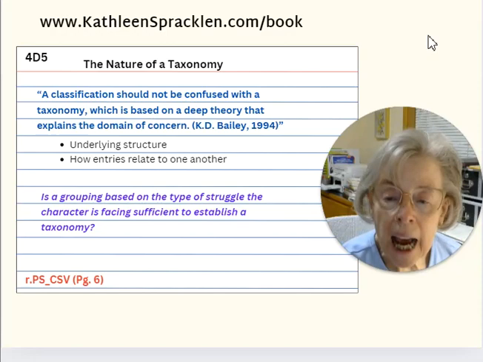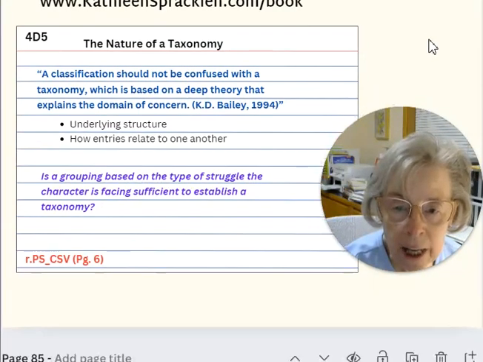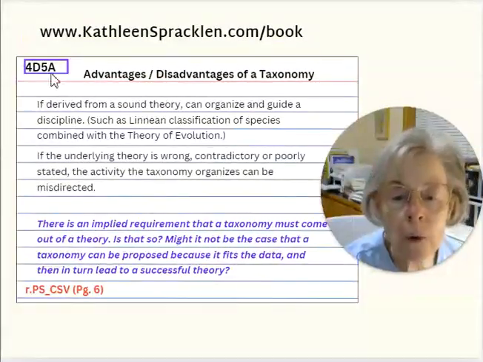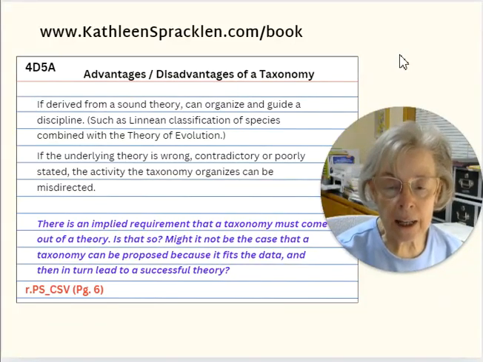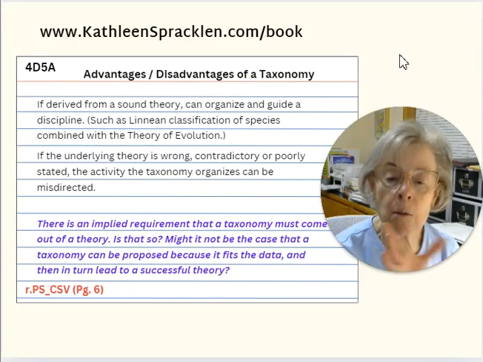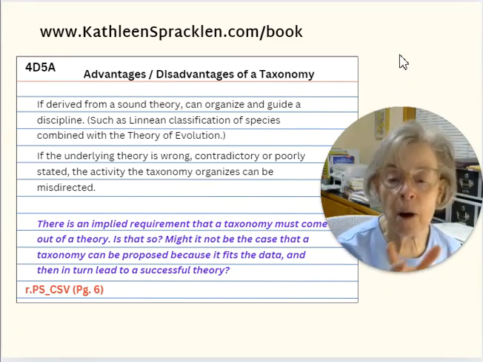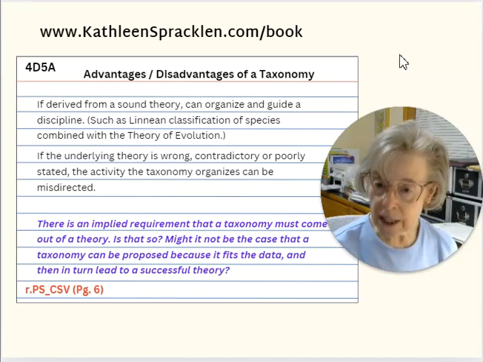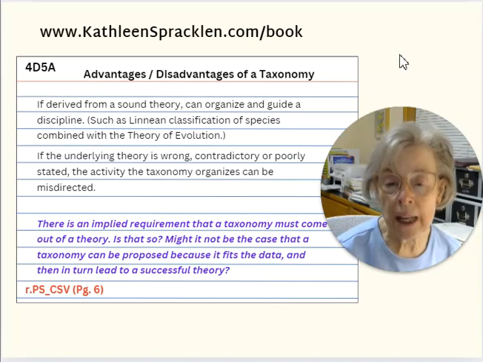So now when we go deeper into the nature of a taxonomy, what we're really doing is diving into 4D5A with some additional depth. And because we're going in with additional depth, the number elongates. So now instead of 4D5, we're talking about 4D5A, where we talk about advantages and disadvantages of a taxonomy as proposed by Peterson and Seligman.